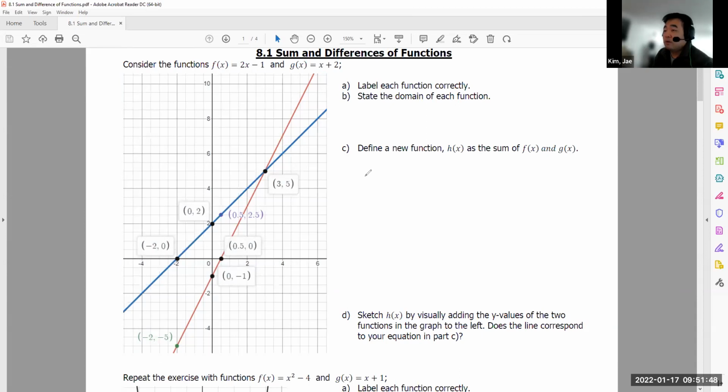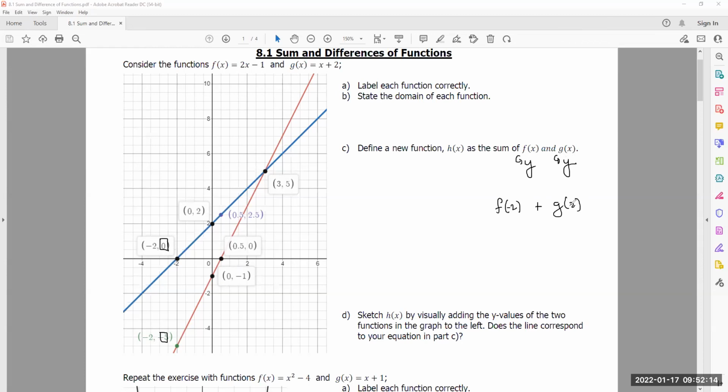Correct. Because remember, they were asking for the sum of f of x and g of x. What is f of x? Another way you can say f of x is the y value, right? Same with g. What's the y value of g? Another way of saying, what's the y value when x equals 2? And what's the y value when g equals 2? That's why I'm adding these two values together. Or, sorry, negative 2, negative 2.